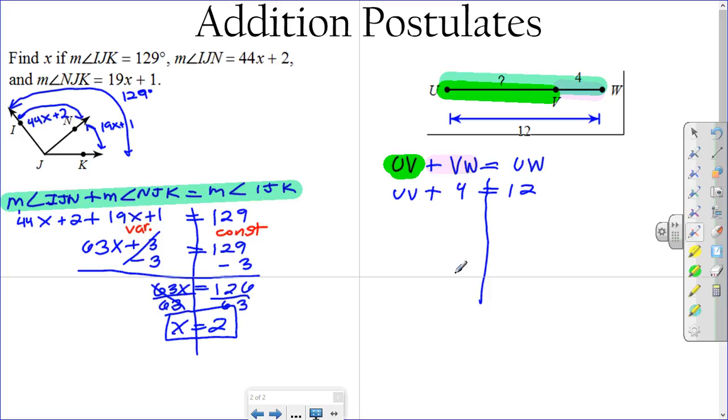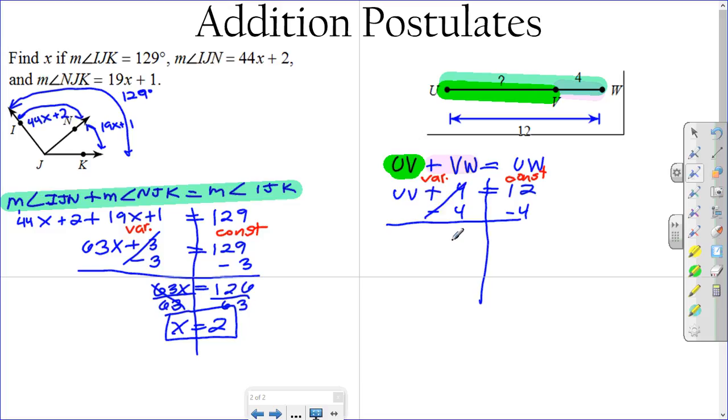Variable means letters. The letters are on the left side, so I'm going to write variable on the left side, abbreviate variable. And const will be on the other side. That means number. Variable means letters. I would like for both of these to have a letter. Who doesn't have a letter? 4. So get rid of it. The opposite of plus 4 will be negative 4. Then what we do to one side, you must do to the other side.